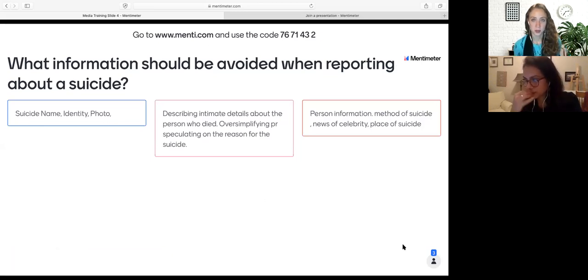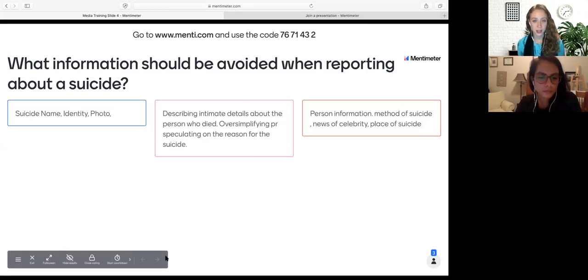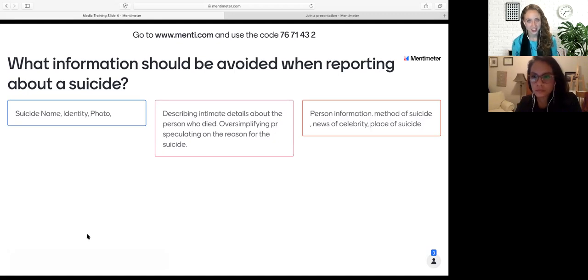All right, so a couple of responses from people had mentioned that things to be avoided based on your understanding right now might be the name of the person who died by suicide, their identity, a photo, describing intimate details about the person who died, oversimplifying or speculating on the reason. Great. The person's information, their method of suicide, news of celebrity, place. Great. Great. All of this, again, we'll go over one more time to make sure that everyone has understood well. But I think people have gotten the idea of what it is that we want to be considering and what needs to be avoided.